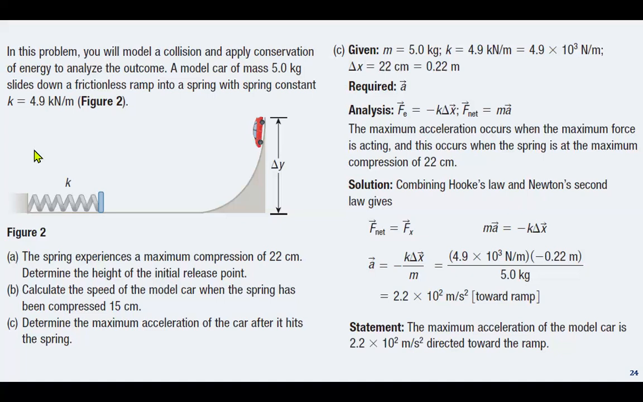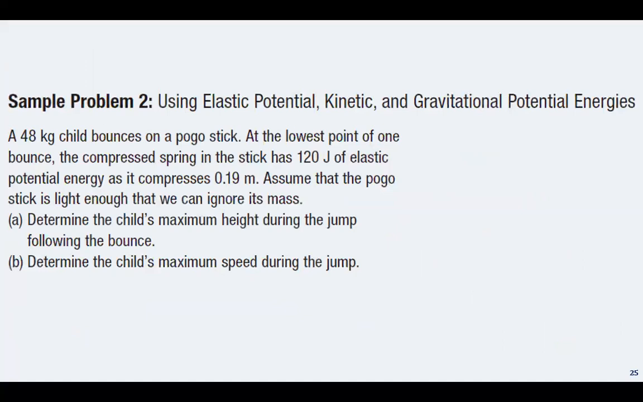No? Okay, then let's consider another sample problem here. This time we have a 48-kilogram child bouncing on a pogo stick. At the lowest point of the bounce, the compressed spring in the stick has 120 joules of elastic potential energy as it compresses 0.19 meters. Assume that the pogo stick is light enough that we can ignore its mass.